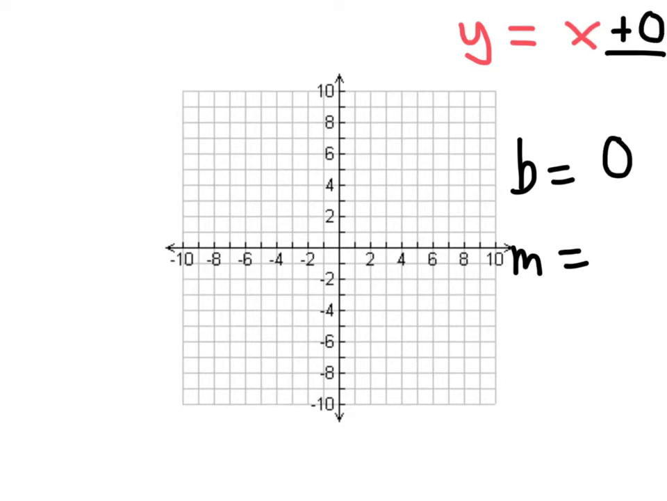How about my m? m's the number in front of my x. There is a number there, it's just hiding. When we don't see a number but it's touching the x, that's the same as saying 1. So my b this time is 0, and my slope is 1. To make my slope a fraction, I could say 1 over 1. So I would go up 1 to the right 1. Up 1 to the right 1.